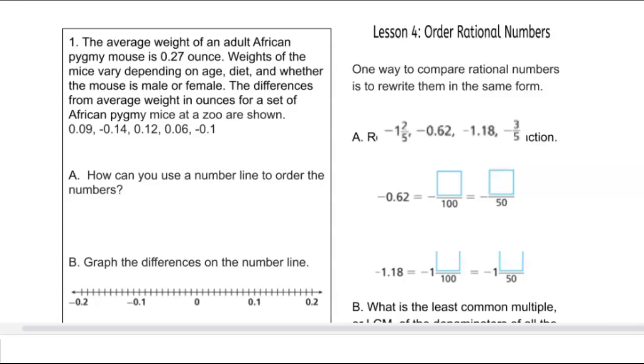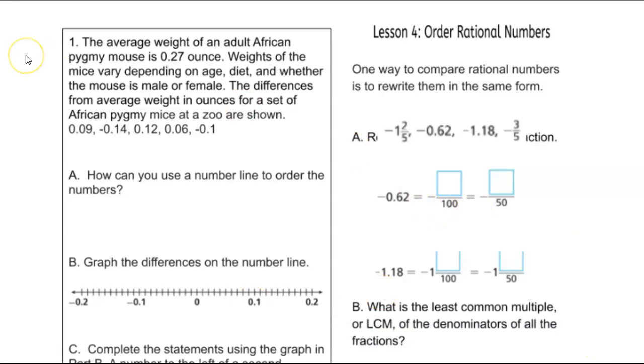This is the last lesson of Module 2. It's called Order Rational Numbers. So I'm going to take it nice and slow on this one because it has the most information in it and it's a little bit more complex. We're taking everything we've learned and it's helping us build upon this lesson.